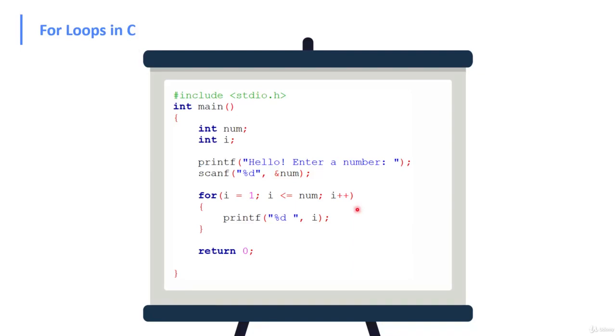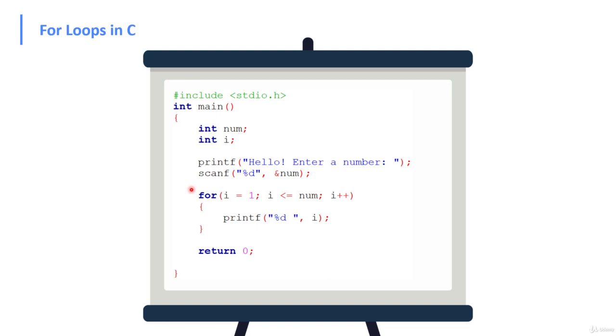My name is Vlad, and in this video we are going to take a look at for loops in the C programming language. At this point we understand the concept and the main principles of for loops, as we've discussed in the previous video, and now it's time for some hands-on.